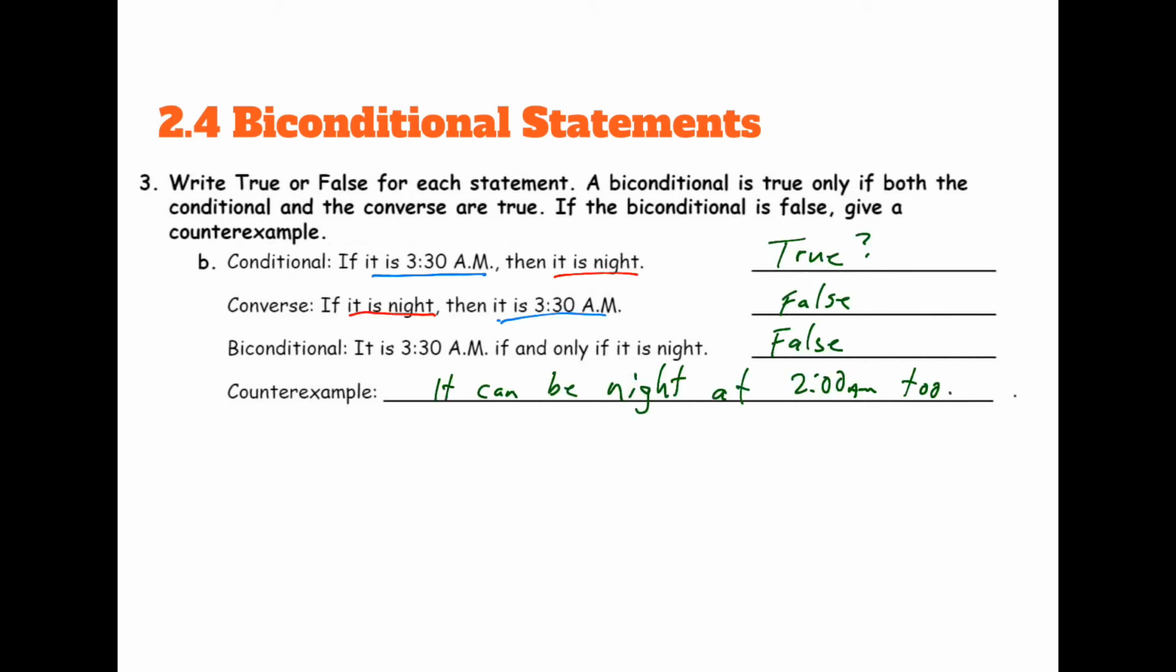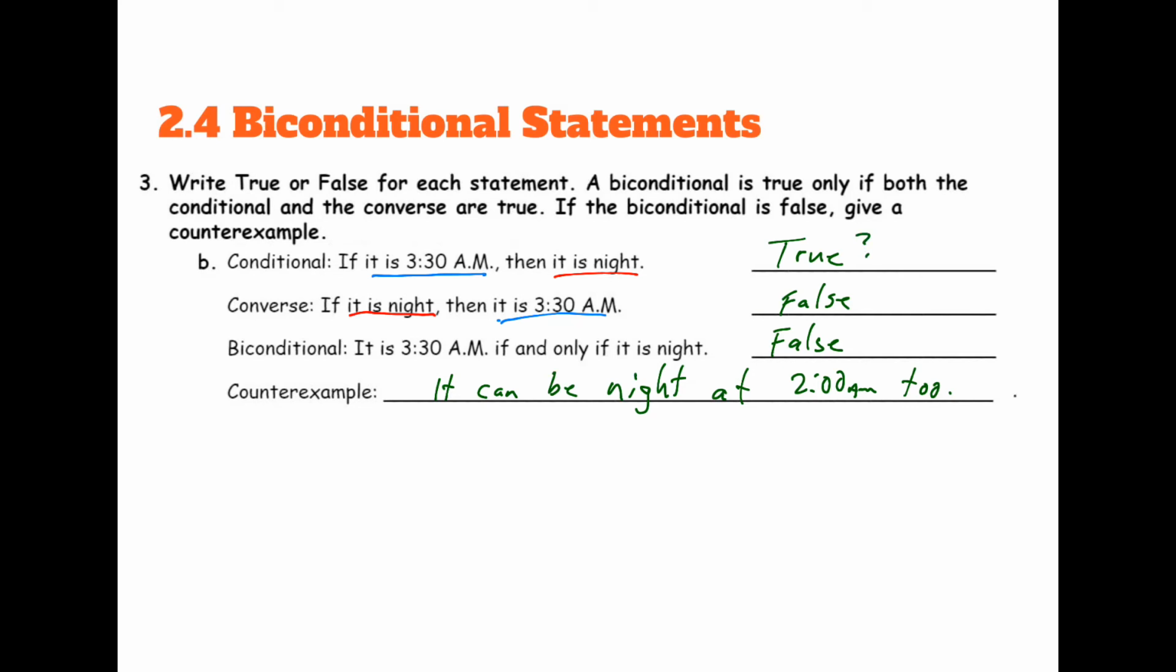All right, so here we go. So our first conditional statement, if it is 3:30 a.m., then it is night. I would say this is true. Some of you might say, well, if it's 3:30 here, it's nighttime. But when it's 3:30 here, then someplace else, it's daytime, right? But that's not 3:30 a.m. there, so that one's a little bit questionable, but I'd say mostly true.